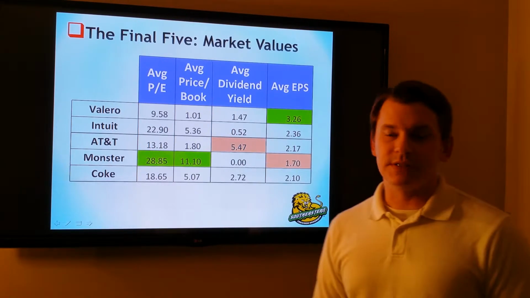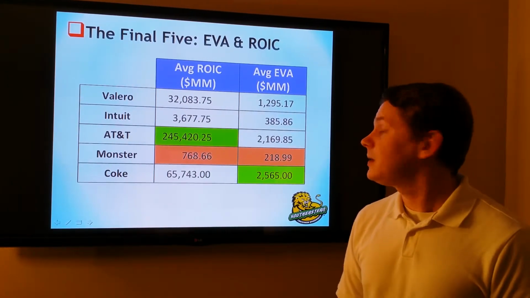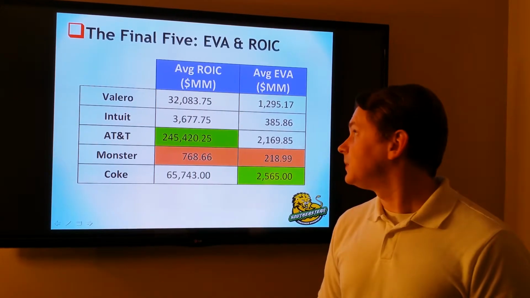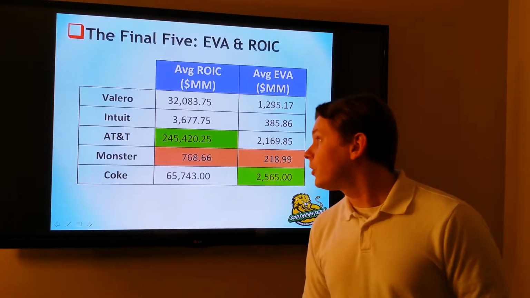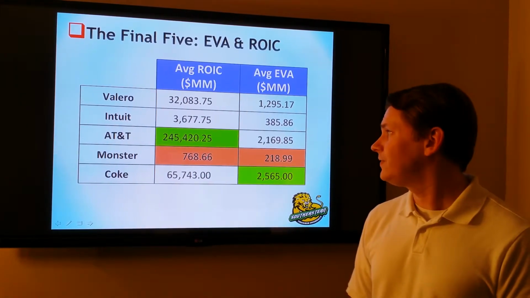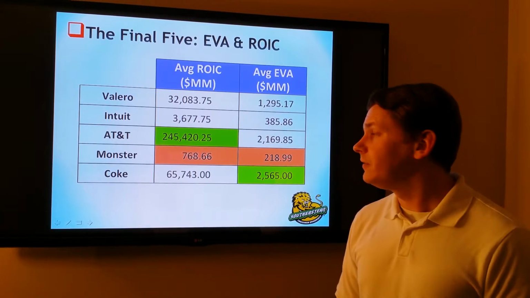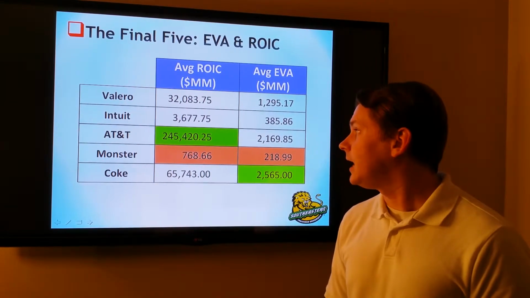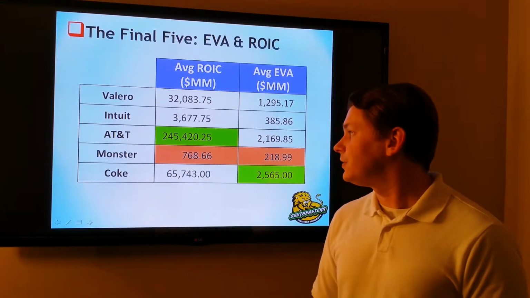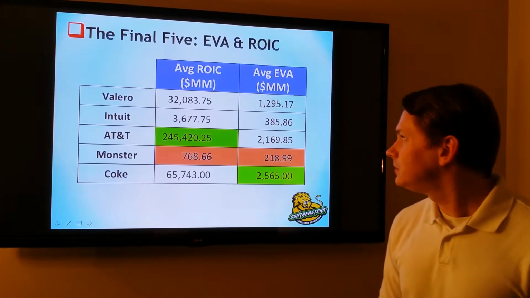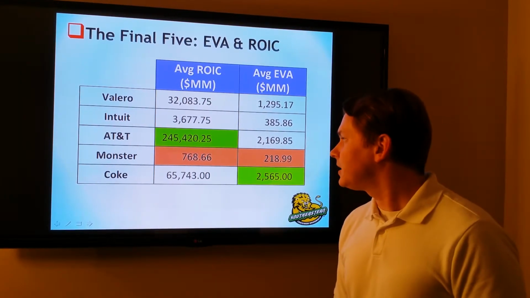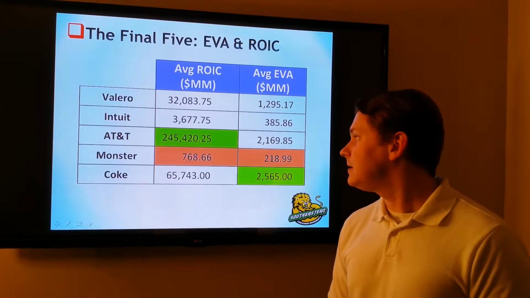The next measure that we looked at for our final 5 was economic value added and return on invested capital. Our ROIC for AT&T, $245 billion. Very, very strong showing by those guys. They're able to do a lot with what they reinvest into the firm. Monster was on the low end of that spectrum at $768 million.